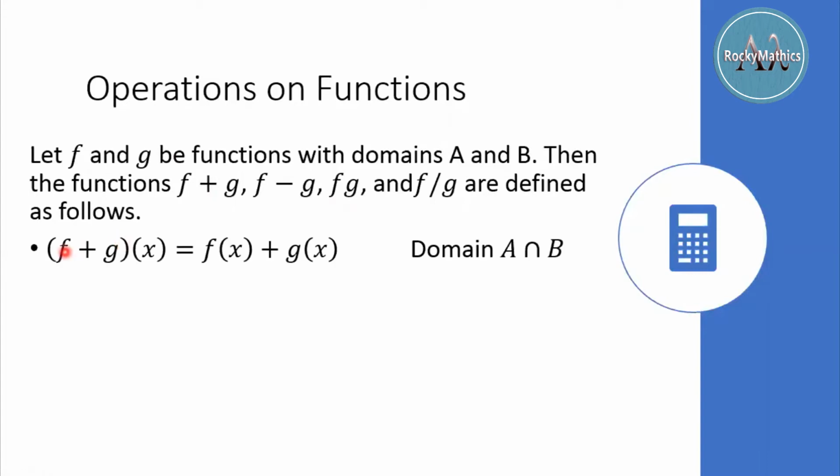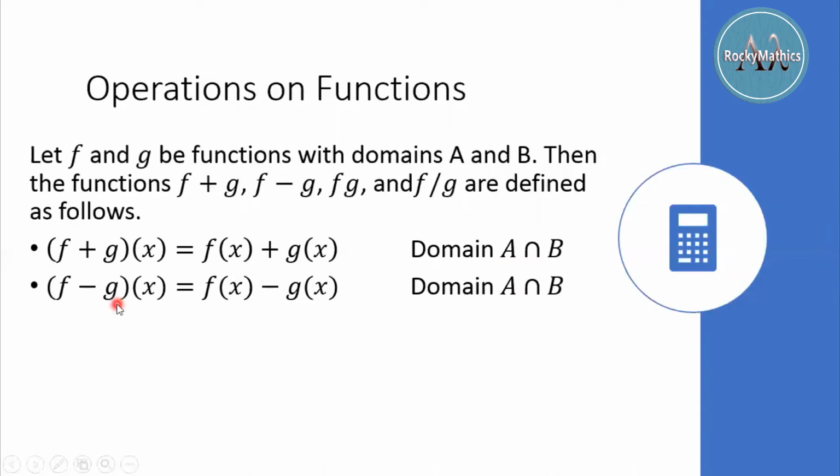Now, if we are asked to find the sum of the two functions, let's say f and g, we have (f plus g)(x), which is equal to f(x) plus g(x). The domain of the sum of the two functions is the intersection of the domain A and the domain B. Number two, if we are asked to find the difference of the two functions, (f minus g)(x), this is equal to f(x) minus g(x). The domain of the difference of two functions is still the intersection of the domain A and the domain B.